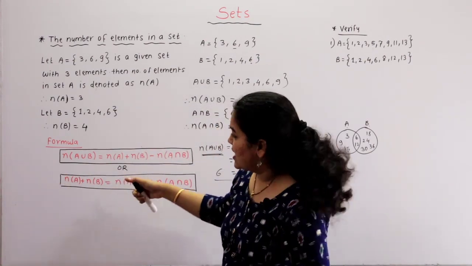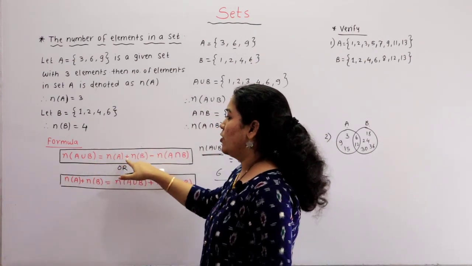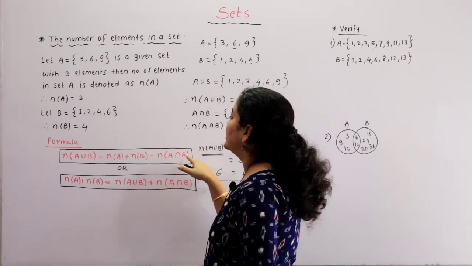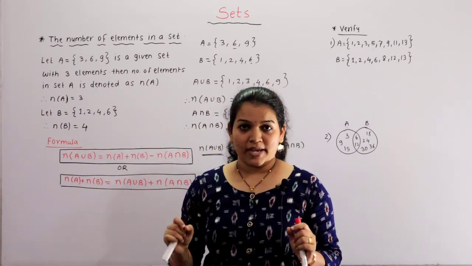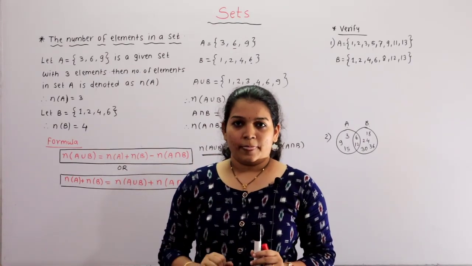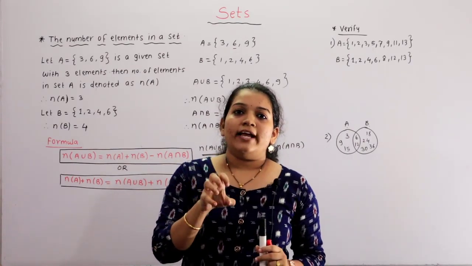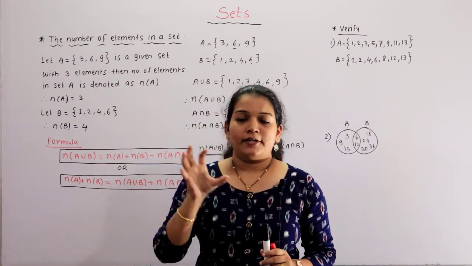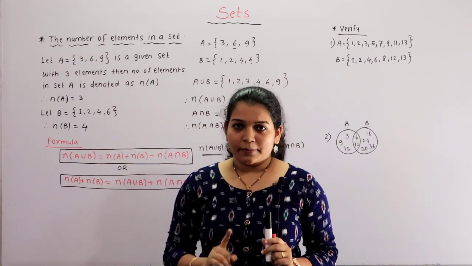What this formula says: n of a union b is equal to n of a plus n of b minus n of a intersection b. And this n of means what? Count, or how many elements are present in that particular set. Are you getting me, class?